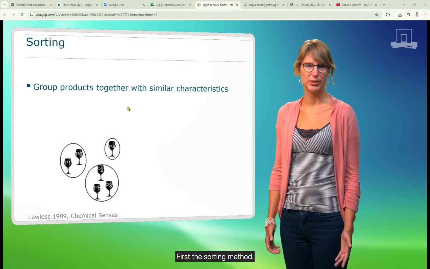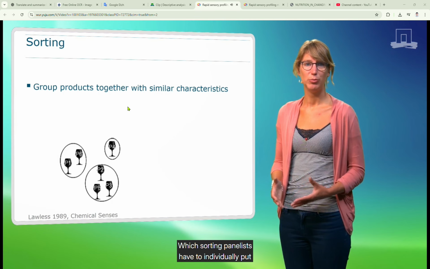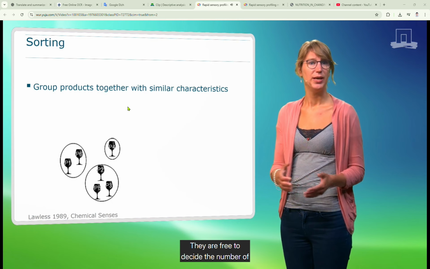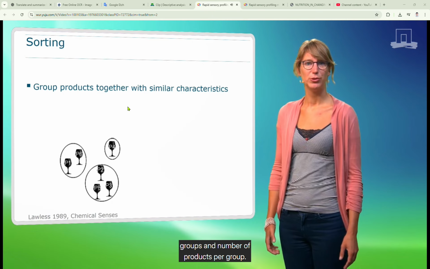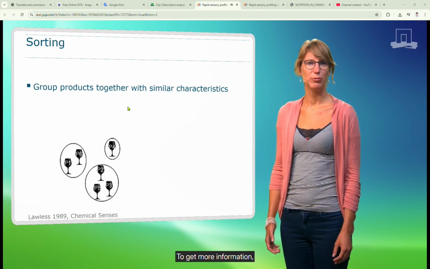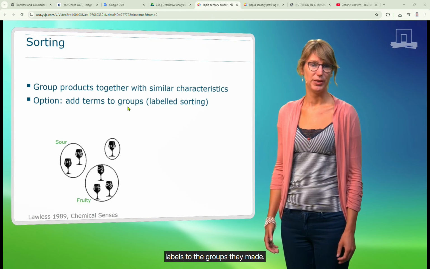First, the sorting method. With sorting, panelists have to individually put products which have similar characteristics together in a group. They are free to decide the number of groups and number of products per group. To get more information, panelists may be asked to add labels to the groups they made.